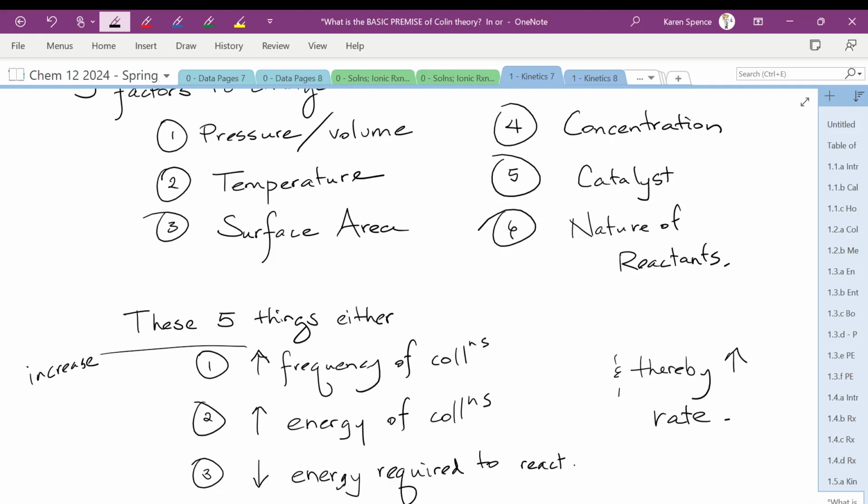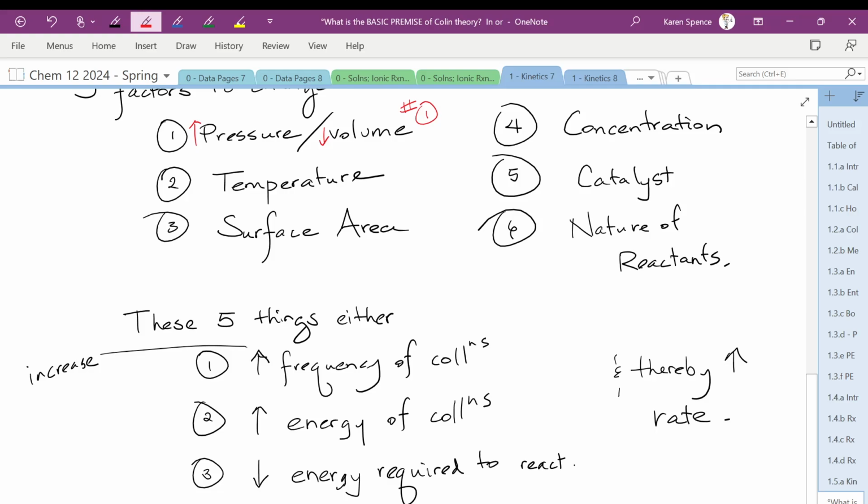So these 3 things, let's take a look at pressure volume. Does pressure increase if we increase the pressure, which we would do by decreasing the volume? We squish it and the pressure gets higher. Is that going to increase the frequency of collisions? Yes. So that one, number 1, okay? Increases the frequency of collisions.